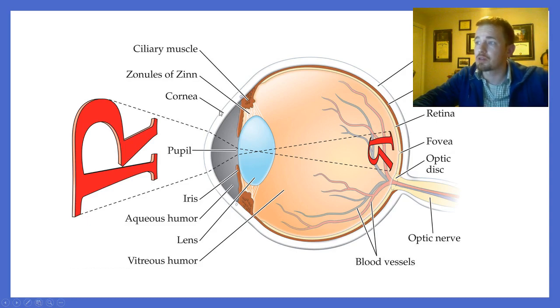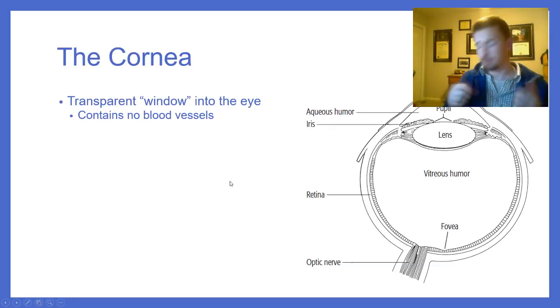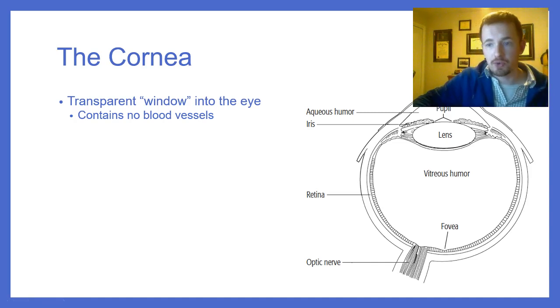So let's start with this spot right here, the cornea. And the cornea is the transparent window of the eye. So it's kind of like a film that goes over the front of your eye and is completely clear in that it has no blood vessels. So it is very sensitive because it doesn't have any blood vessels in it, but it doesn't have any blood vessels in it so that it can be transparent, so that light can easily pass through it to get to the rest of our body.